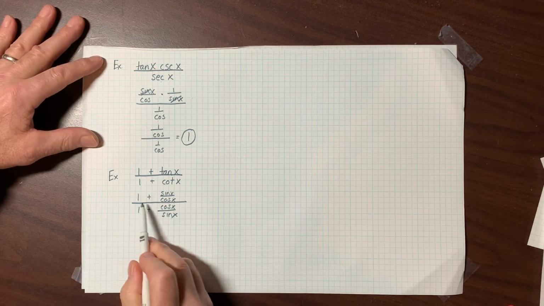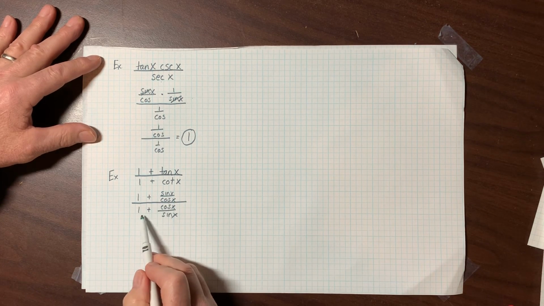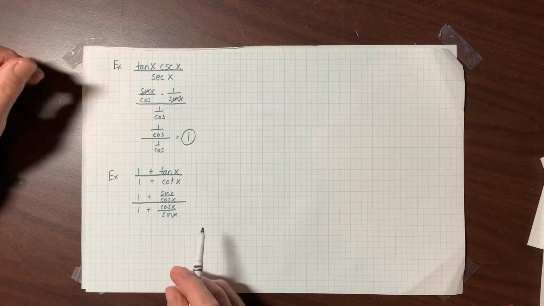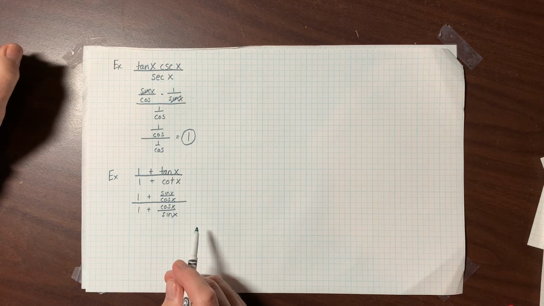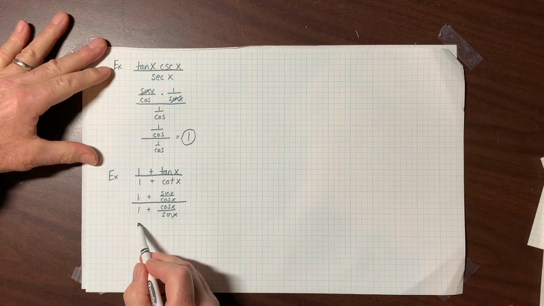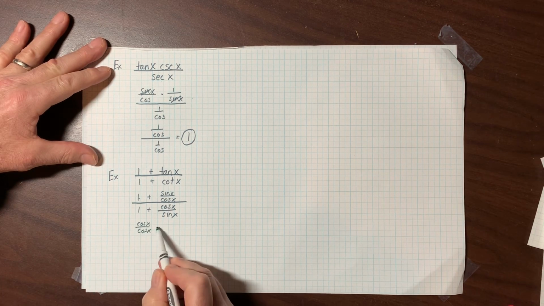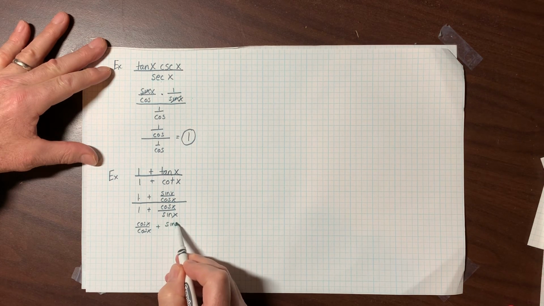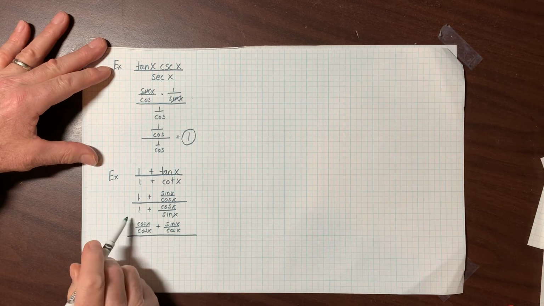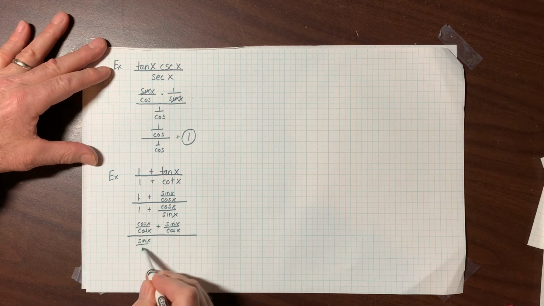All right, now, upstairs I have the number 1 plus a fraction. Downstairs I have the number 1 plus a fraction. Here's what I'm going to do. I'm going to go ahead and combine those. And of course, you know that when you combine those, you have to get a common denominator. So this one right here, I'm going to express as cosine of x over cosine of x plus sine of x over cosine of x. And this one right here, I'm going to express as sine of x over sine of x to get a common denominator.